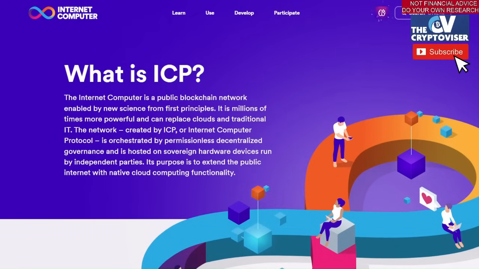And again, all of this is available on their website, internetcomputer.org, so you can go and look for yourself as well, because like I said, constant evolution and constantly changing what the capabilities are, what projects are launching, and what use cases the Internet Computer can solve for.